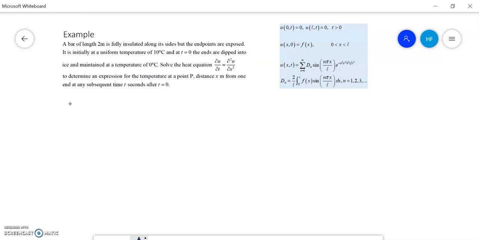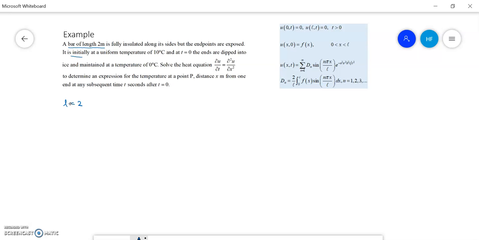So I want you to pause this video and list down all the important terms that need to be listed before I show you the calculation. Okay, so what is the most important thing is, given a bar of length 2 meters, so this is the length, which is L equals 2. And then it's fully insulated along its side, but the endpoints are exposed. It is initially at a uniform temperature of 10 degrees Celsius.